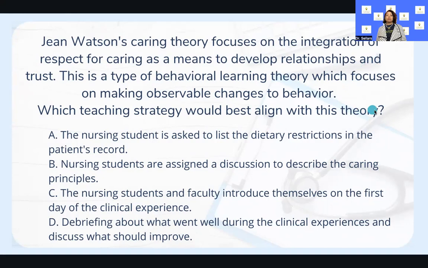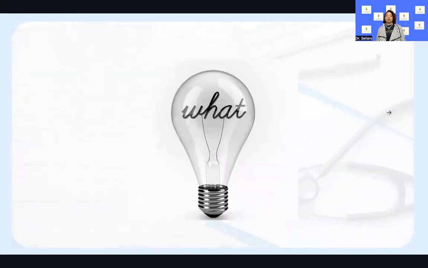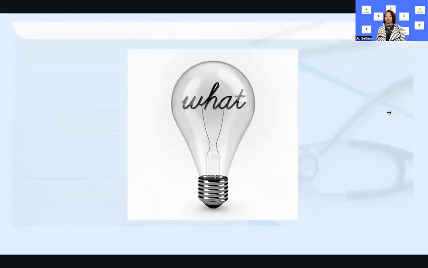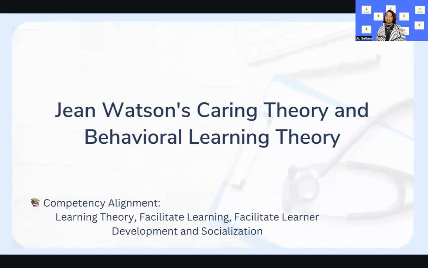And now we're going to take some time to review content related to the what. So what is behavioral learning theory? What is Jean Watson's caring theory? And how does it relate to teaching strategies that we want to ensure we're implementing aligned with the evidence? First of all, the competency alignment coincides with learning theory, facilitate learning, and facilitate learner development and socialization.